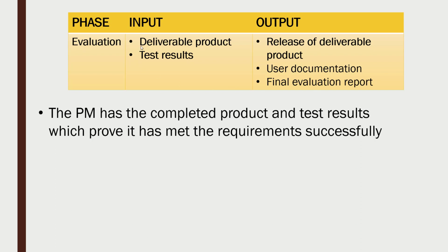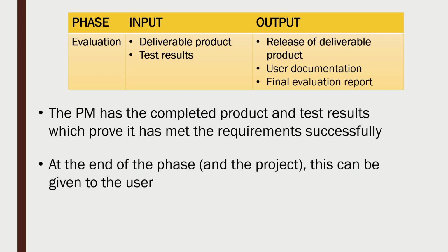We've also got some test results as an input to this phase. So we can use the test results to prove to the user that you have met all of the requirements properly. You have passed all of their tests. And after we finish the phase, we can give, in particular, the product, but also the test results to the user. And of course, the end of this phase signals the end of the project as well.